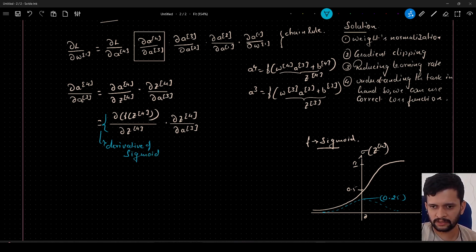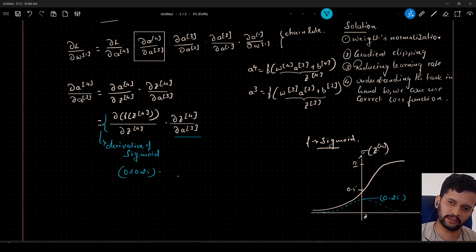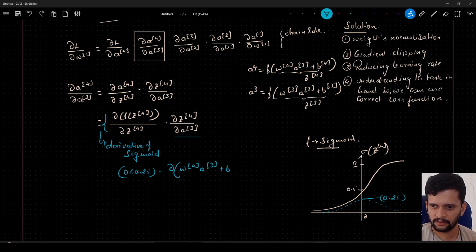And we know that this ranges between 0 and 0.25, correct? And then we are multiplying with the derivative of Z4 with respect to A3. Let's calculate what it is. So this is the derivative of, what is our Z4? Z4 is W4 into A3 plus B4, right? And this is with respect to A3, correct?